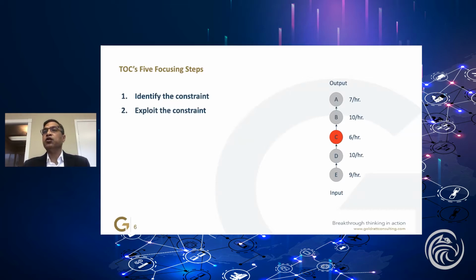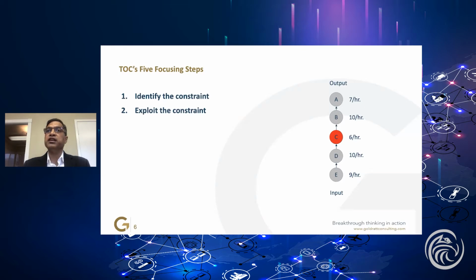Now, a few more things we can think about in exploitation. Not only should machine C work all the time, it should always work on the right priorities. Whatever the customer needs is what machine C should be working on. Anything else is non-value added for machine C. Also, you might want to protect machine C from disturbances or Murphy's law.